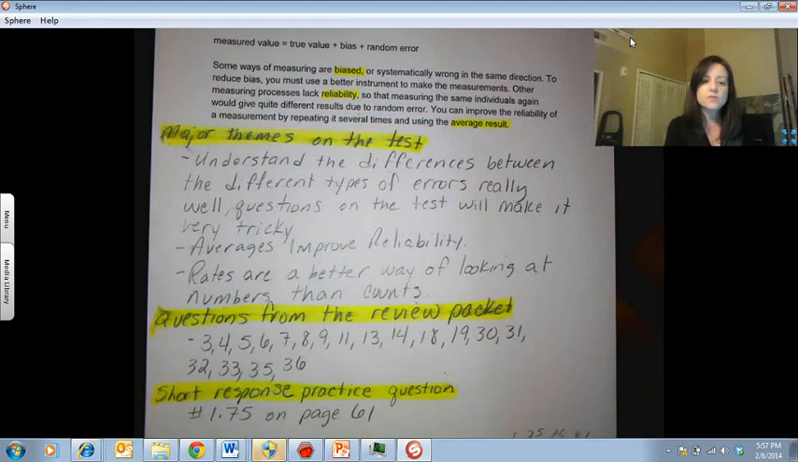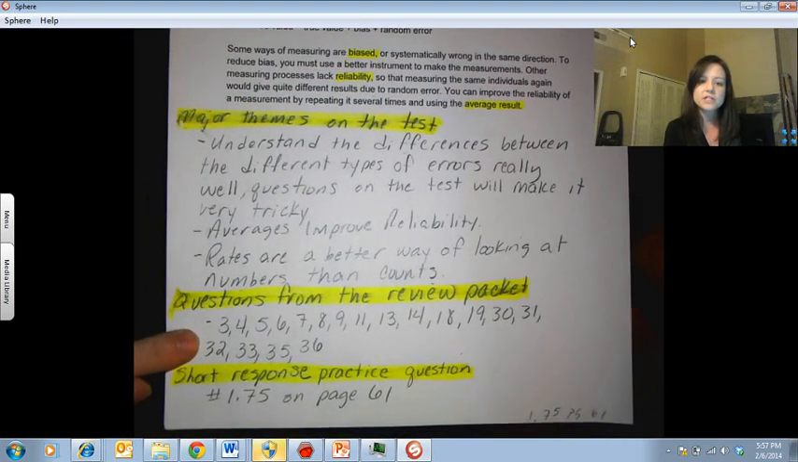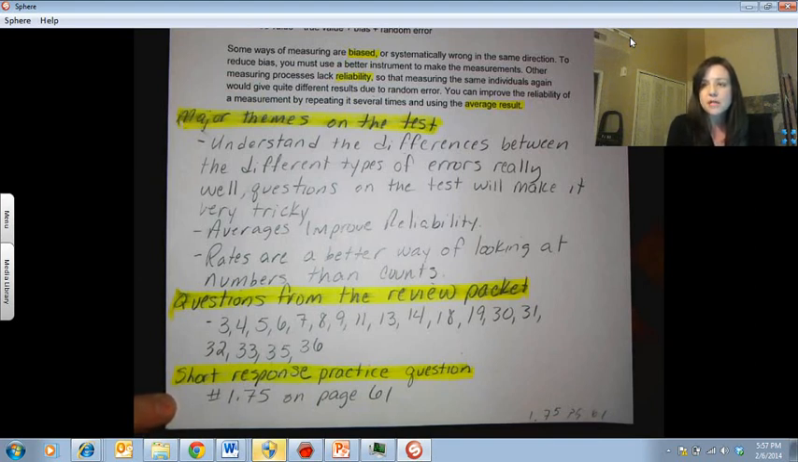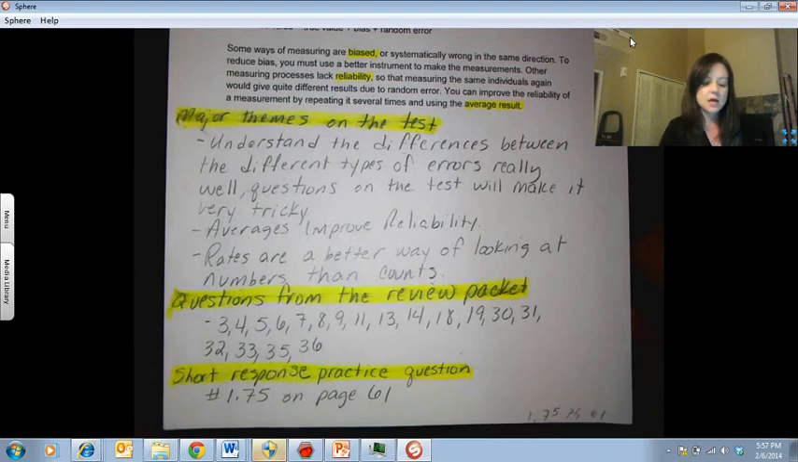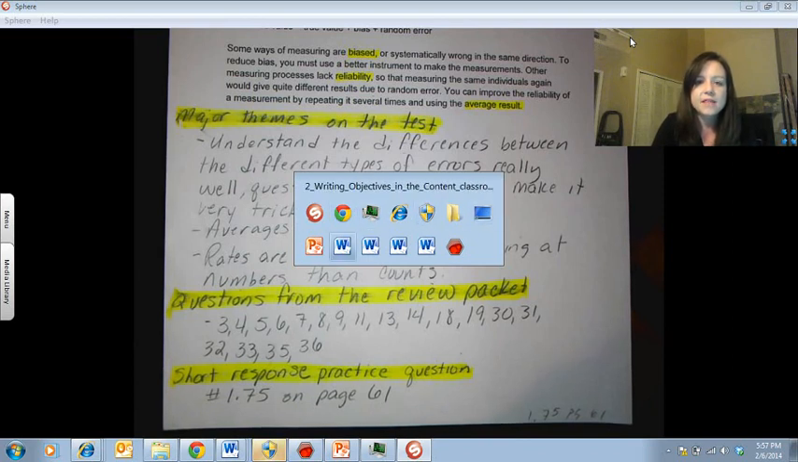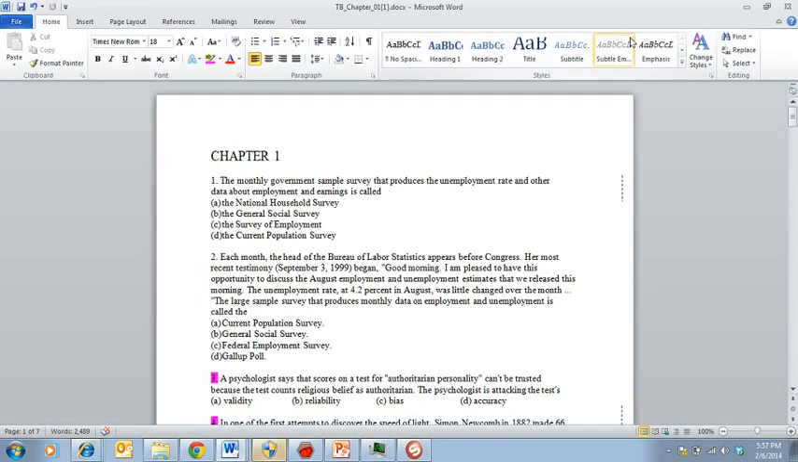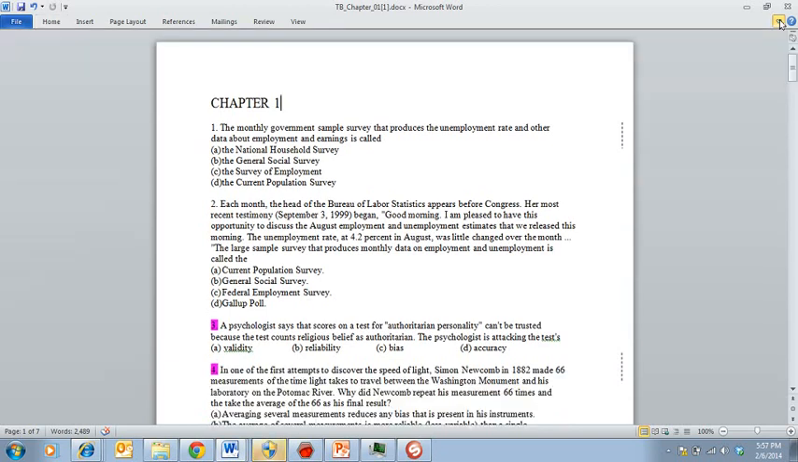Questions from the review packet are here. I'll be going over each of those. And at the end, we'll do a short response practice question, number 1.75 on page 61. It matches up really well with one of the short response questions that I saw on the test. All right, so let's get started with these questions that match up with what's on the test, and that is number 3 down here.